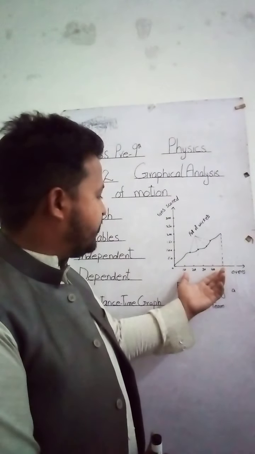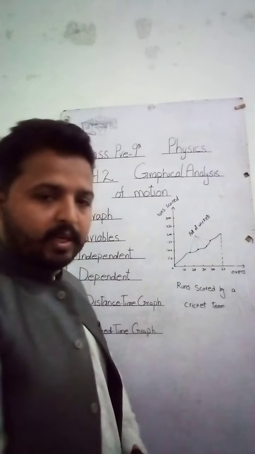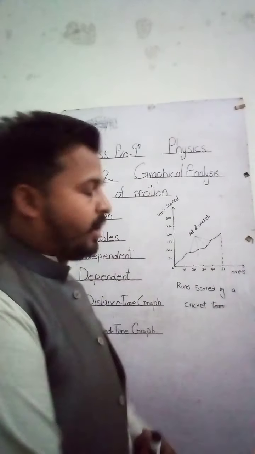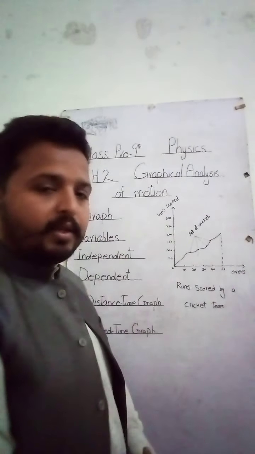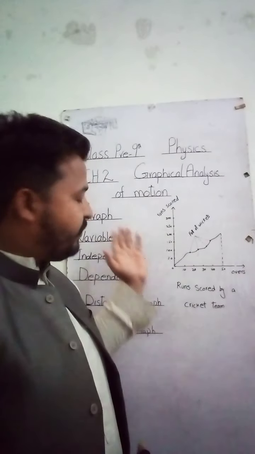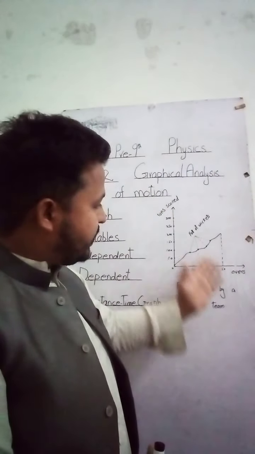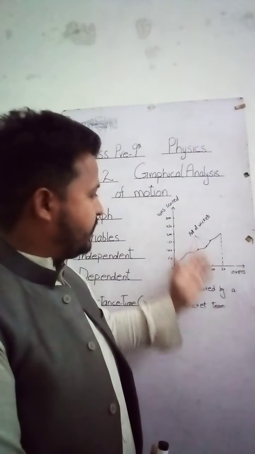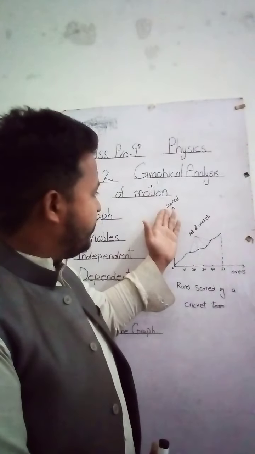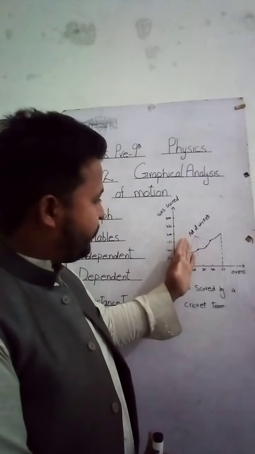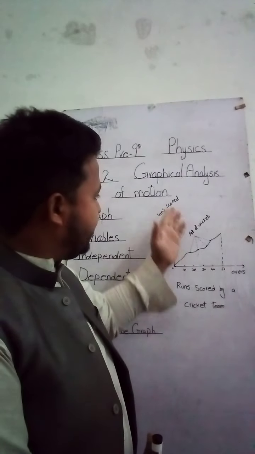So with the help of this graph we will discuss some of the terminologies. First of all, graph. What is a graph? Students, a graph is a pictorial way of presenting information about a relation between different quantities like overs and runs. This graph represents the relation between overs and runs.